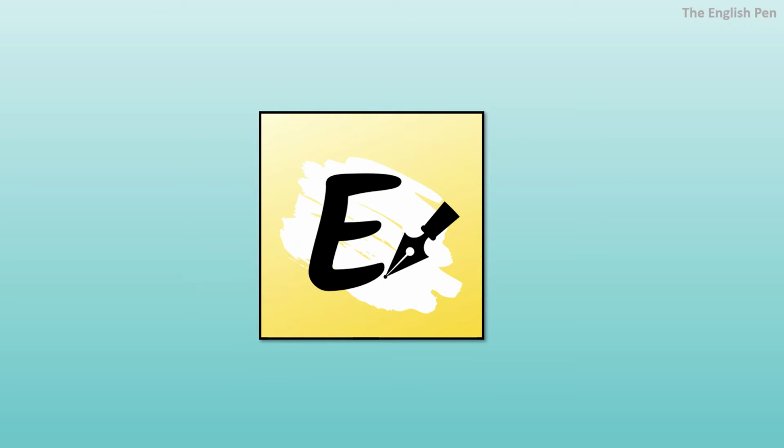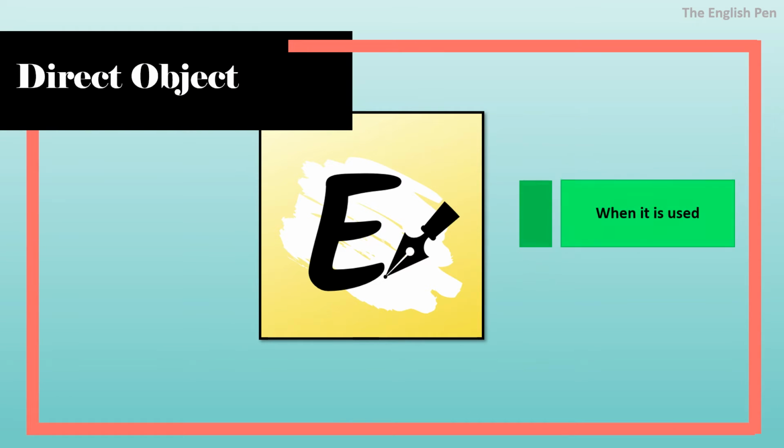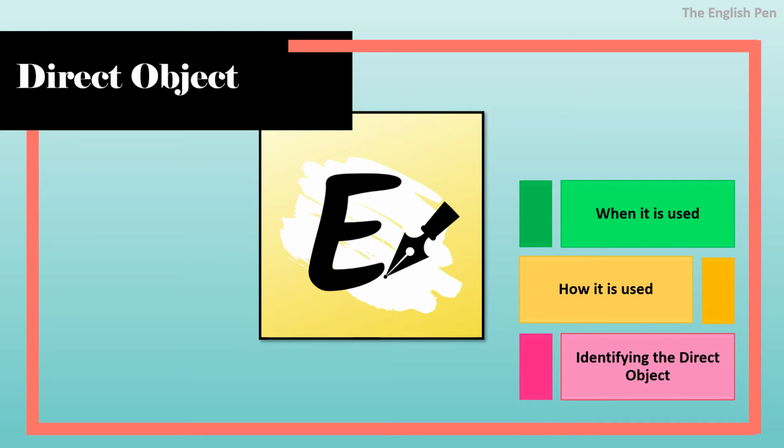I'm the English Pen, and today we are finally going to learn about the direct object, when it is used, how it is used, and how to identify the direct object in a sentence. We will also learn more about pronouns and transitive verbs, as they are helpful to understand when learning how to use direct objects.